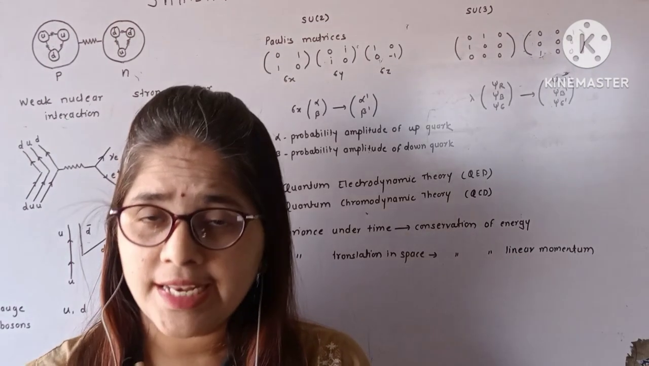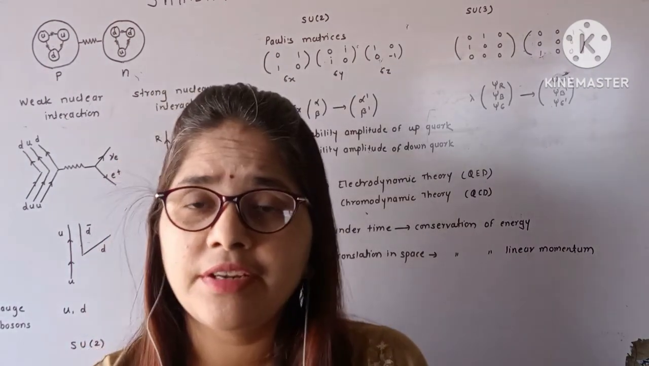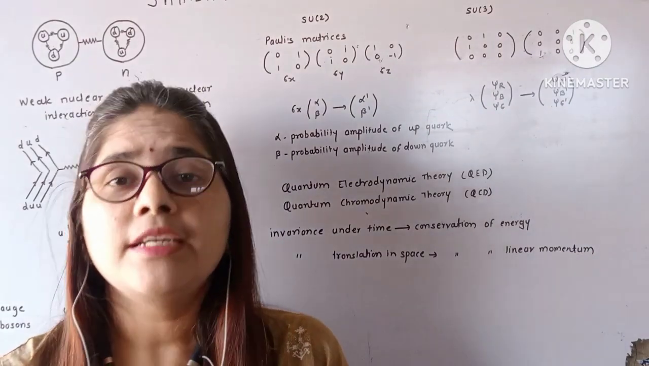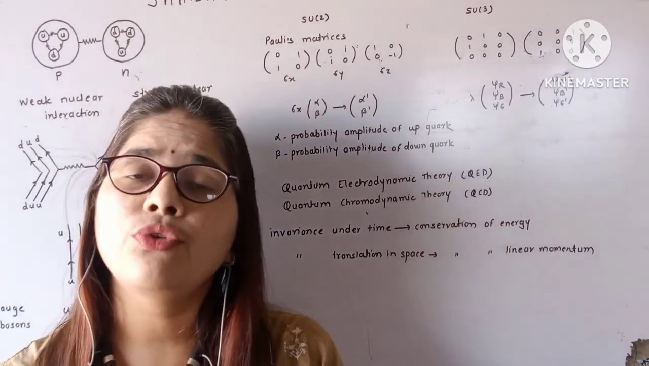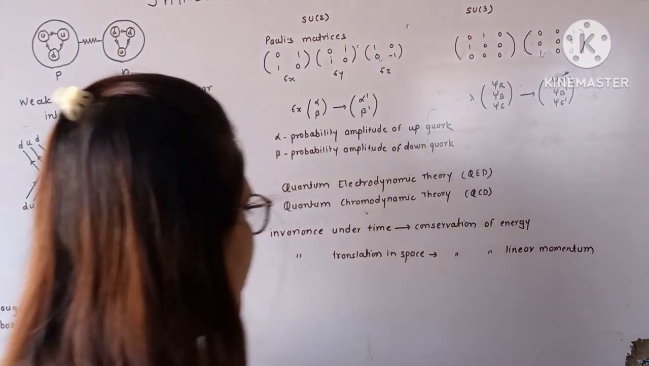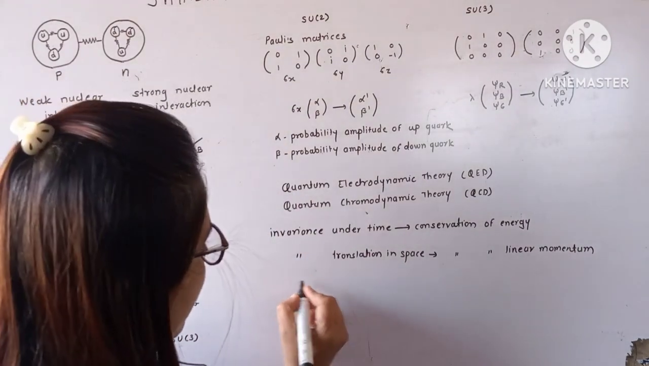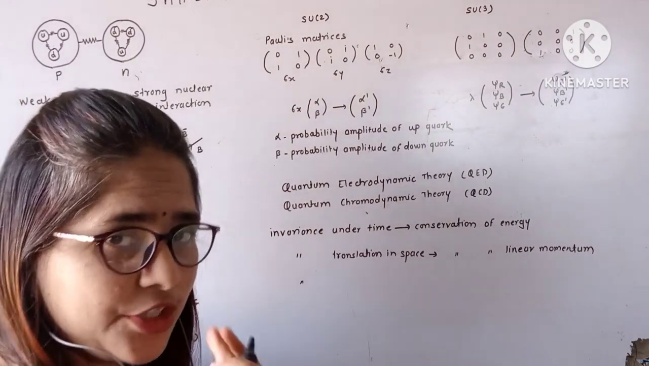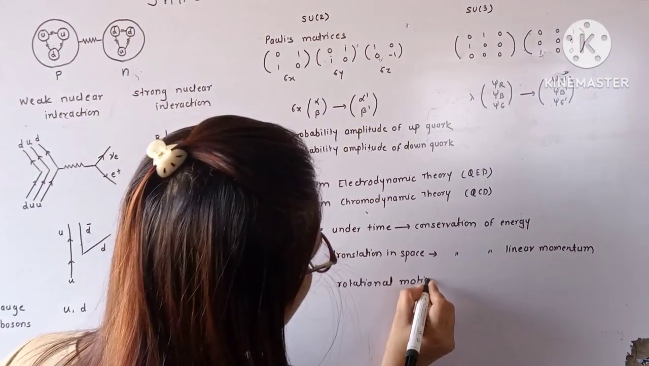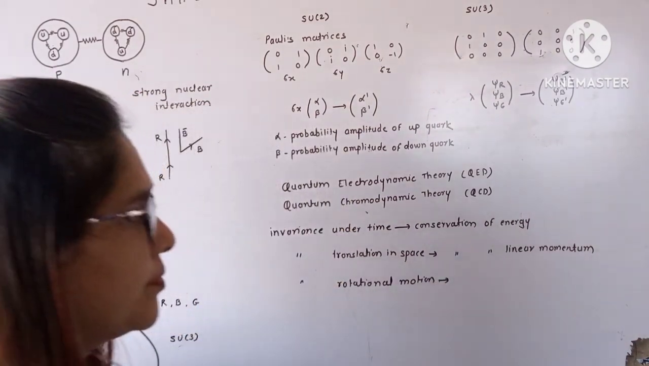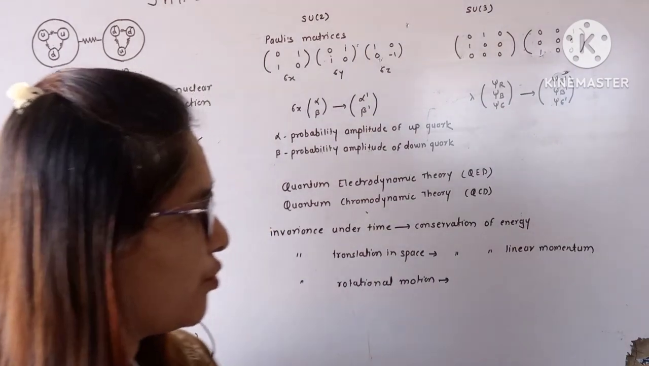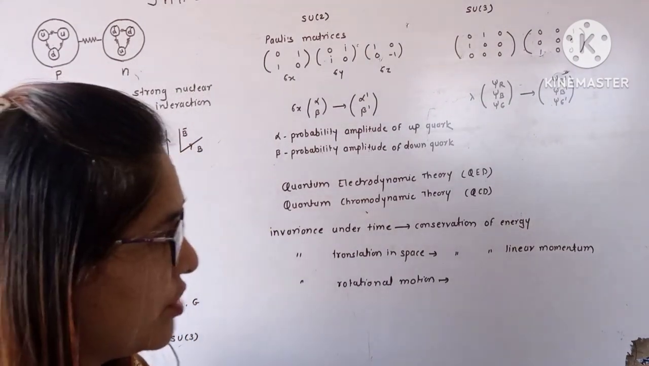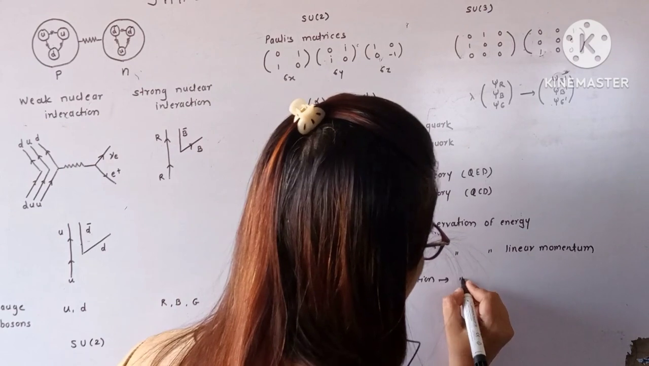Now if there is any system which is invariant under rotational motion, then it is supposed to follow the law of conservation of angular momentum. Now see here, if there is an invariance under rotational motion, then the system is supposed to follow the law of conservation of angular momentum.